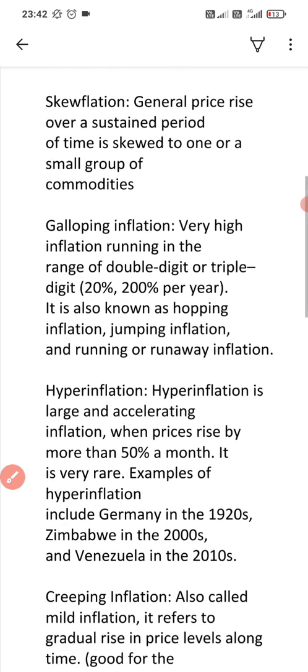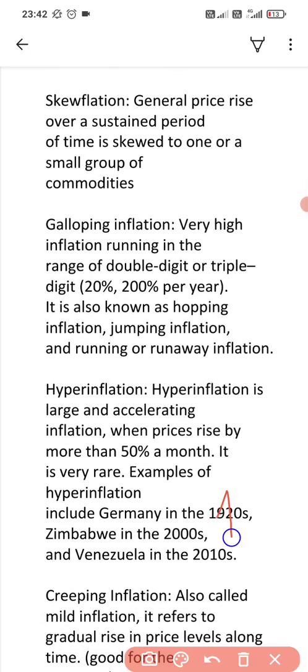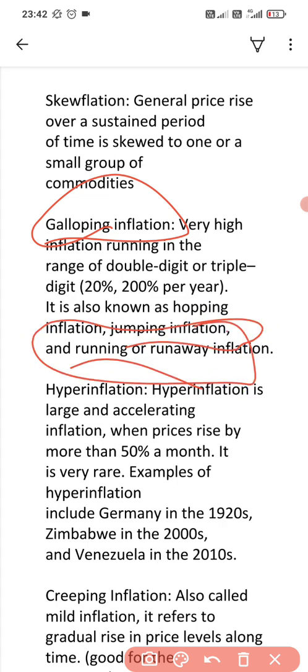And now the other term is galloping inflation. With galloping inflation come other synonyms like hopping inflation, running inflation, jumping inflation. These all are the same. So galloping inflation basically means that the rate of inflation is very high, or the inflation is running in the range of double digit or triple digit. So this is galloping inflation.